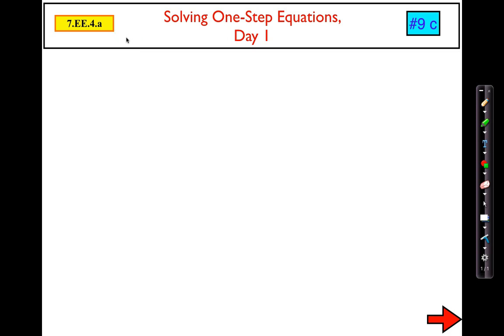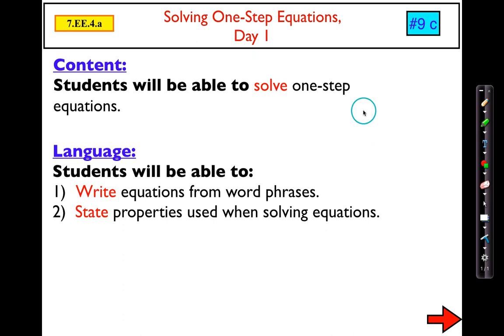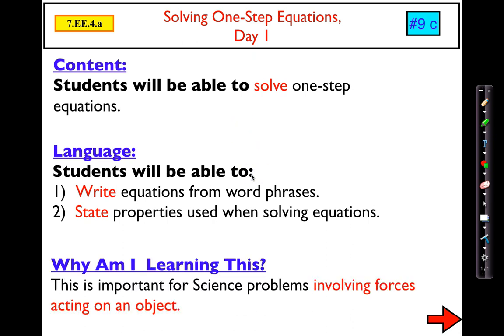Welcome back. Today we're going to be talking about solving one-step equations. This is going to be our first day. Our content objective is students will be able to solve one-step equations. Language objective is students will be able to write equations from word phrases as well as state the properties used when solving the equations. Why am I learning this?